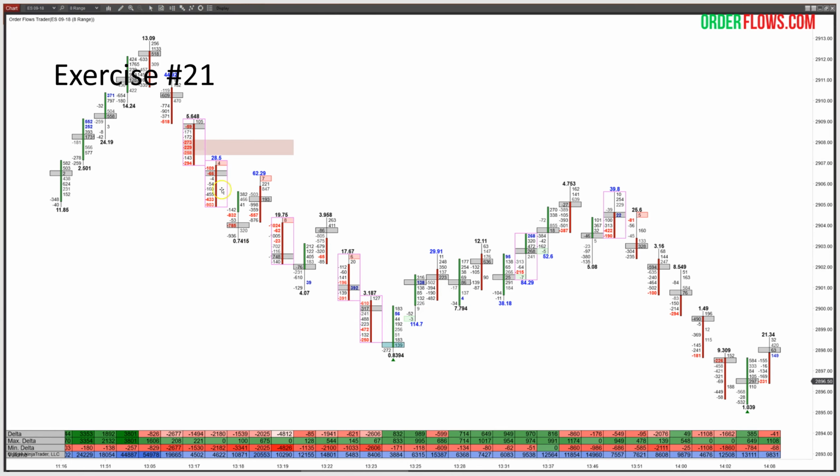Well, you see delta tails. You see one here with the ratio of 5.68. This one here, 28.5. This is a delta tail. This is a delta tail. Delta tail. Then you got delta tail buy here. So delta tails are, I think, a great way to trade the markets.